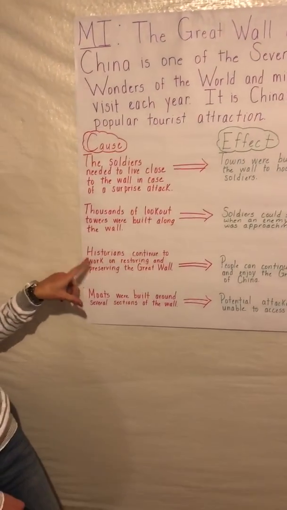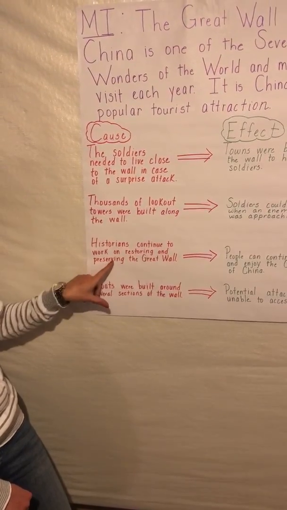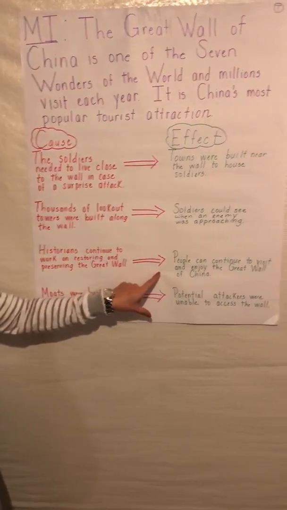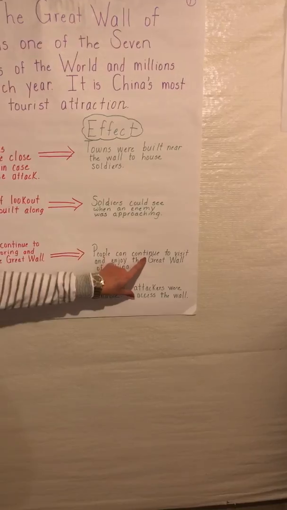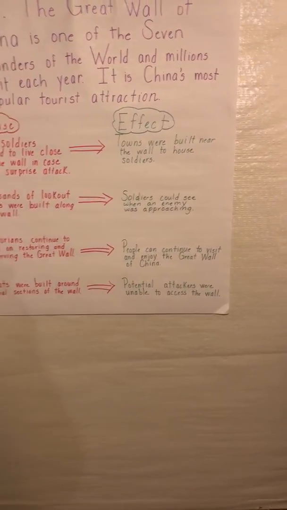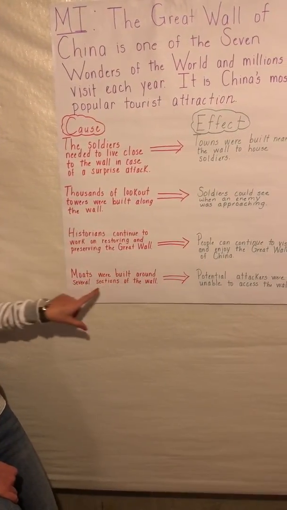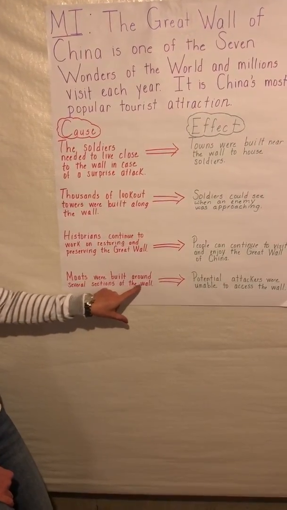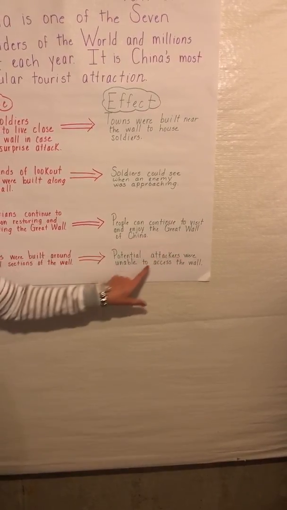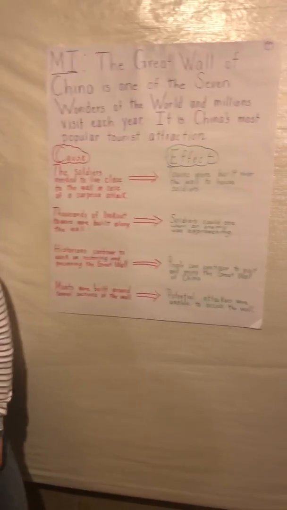Third example, historians continue to work on restoring and preserving the Great Wall. This is the why. As a result, now people can continue to visit and enjoy the Great Wall of China. Last example, moats were built around several sections of the wall. As a result, potential attackers were unable to access the wall because they were protecting their land.